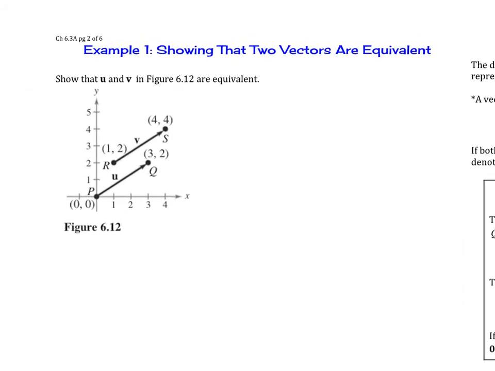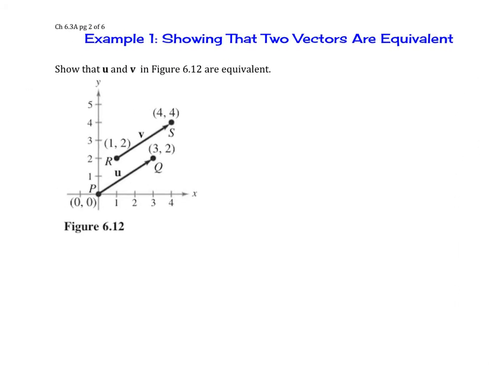So example 1, we're going to show that two vectors are equivalent. Show that u and v in figure 6.12 are equivalent. So what we need to do is use the distance formula to figure out if they have the same magnitude, and the magnitude is just the length. And that formula is, if you remember, d equals the square root of x2 minus x1 squared plus y2 minus y1 squared. So this is x1, y1, x2, y2.